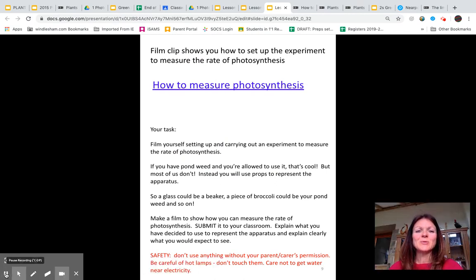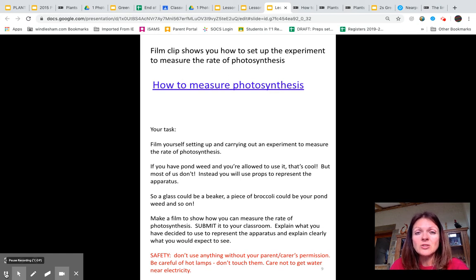So there was a film clip of someone measuring the rate of photosynthesis. Now, I am not expecting you to get any pondweed. I mean, if you have some, amazing. But if not, don't worry. Your task is going to be to film yourself setting up and carrying out an experiment to measure the rate of photosynthesis. If you don't have any pondweed or you're not allowed to use your pondweed, that's absolutely fine. Most of us don't have pondweed.